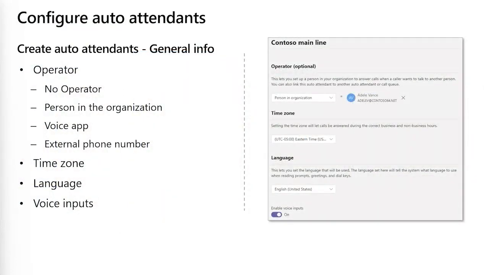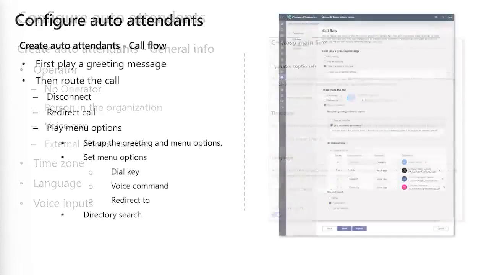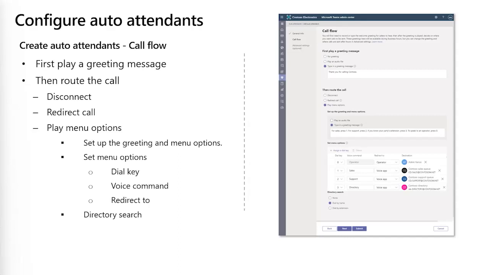Auto Attendant options. We could have a person in the organization get the call, a voice app, or an external phone number could be dialed. We have time zone and language settings as well to specify, and whether or not we're going to enable voice inputs or only key presses. The call flow: first play a greeting message and then route the call. Could be disconnect if it's after hours and we only take calls during office hours. We can redirect the call, play the menu options. We could enable a directory search. If we enable directory search, it could either be dial by name or dial by extension.